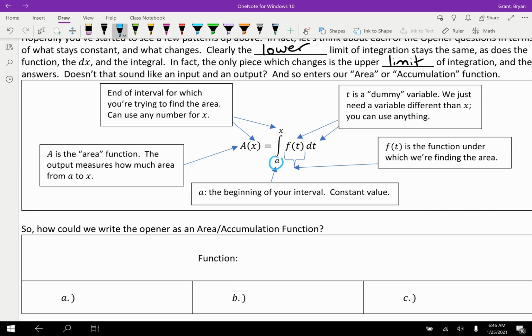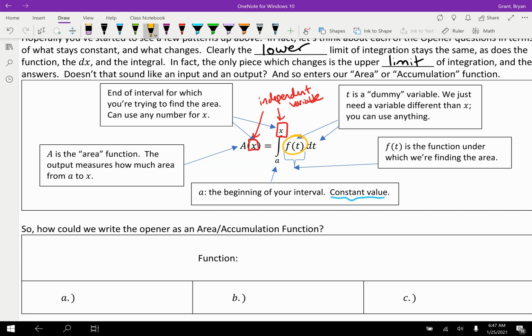What is a? Well, a is the beginning of our interval. We held that constant. That was 4 in our examples up above. What is x? X is the thing that we're varying. X right here and also right here is the independent variable. That is the thing that we change each time. Now, you'll notice that inside the integral, the integrand, this f of t thing right here, uses a different variable.